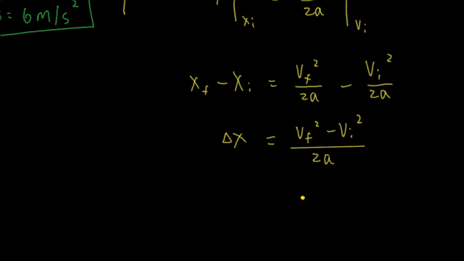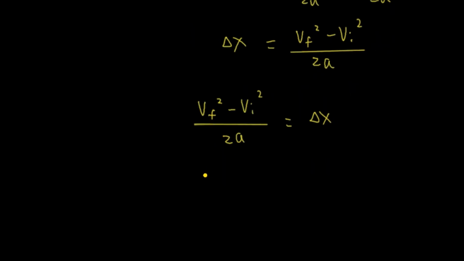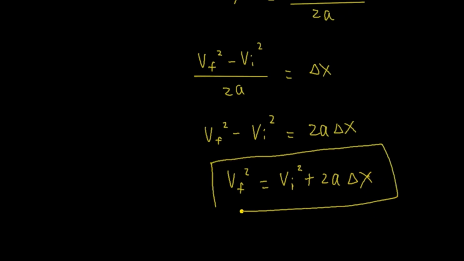Now multiply both sides by 2a. So let me switch the order first. So I have v sub f square minus v sub i square over 2a is equal to delta x. Then I can multiply both sides by 2a. v sub f square minus v sub i square is equal to 2a delta x. Now, add v sub i square to both sides. We have v sub f square equals v sub i square plus 2a delta x. Now, this is exactly the same as what we tried to prove.